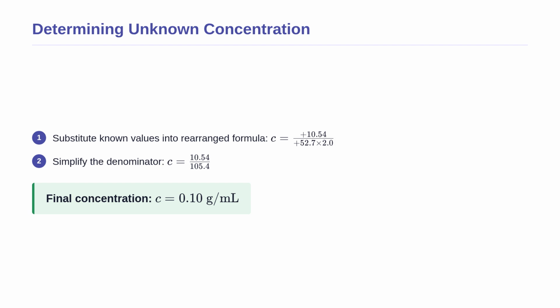On the bottom, we multiply the specific rotation by the path length of 2 decimeters. Dividing the observed rotation by this denominator gives us a final concentration of 0.10 grams per milliliter. This means there is exactly 1/10 of a gram of glucose dissolved in every single milliliter of the solution.